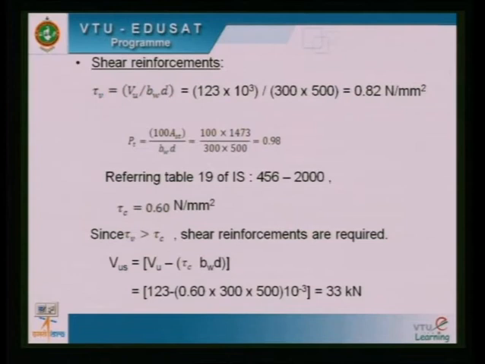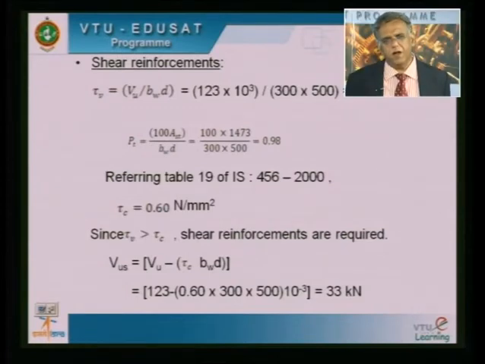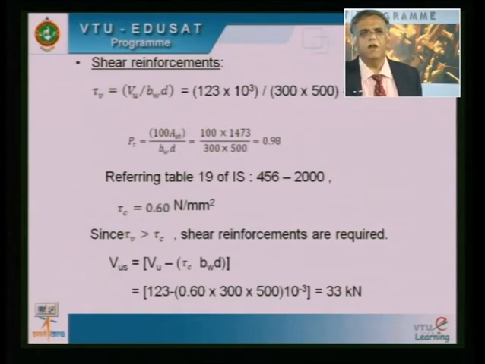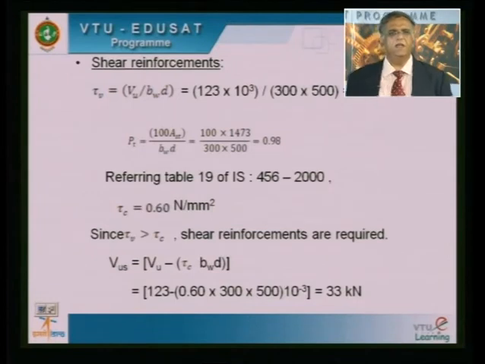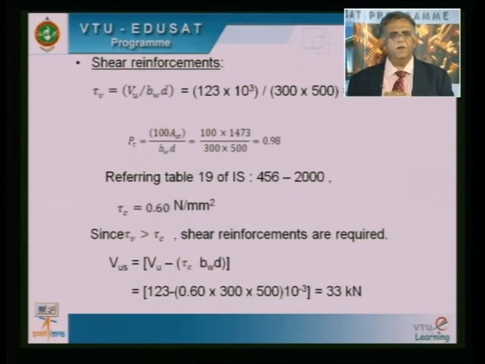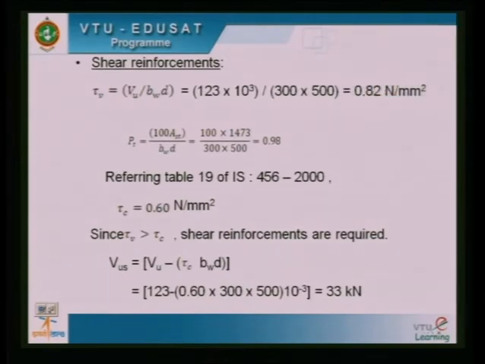BW is 300, small d is 500, so that you get tau V as 0.82 Newton per mm². As usual, calculate the value of PT. So, for this value of PT, for the grade of concrete to be used, referring to table 19, pick up the value of tau C. So, this value of tau V is greater than tau C. You can observe that the nominal shear stress acting on the beam is greater than the permissible shear stress, therefore shear reinforcements are required. Now we have to design the shear reinforcement and provide it.